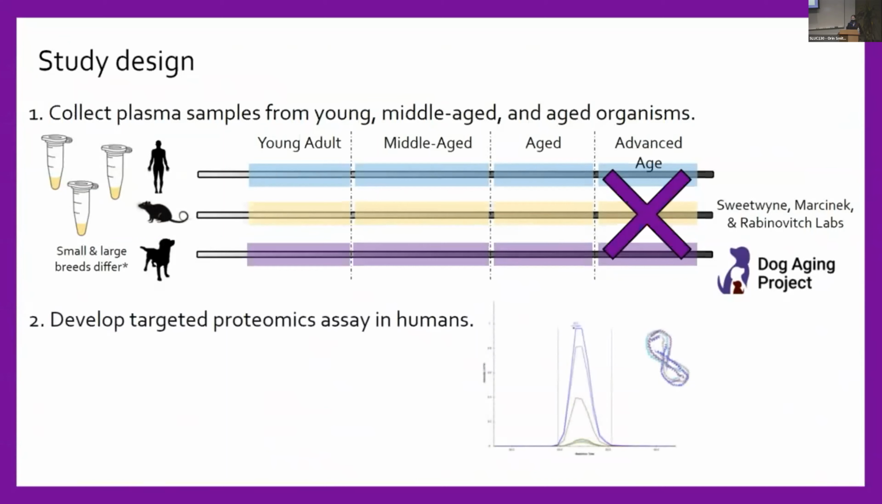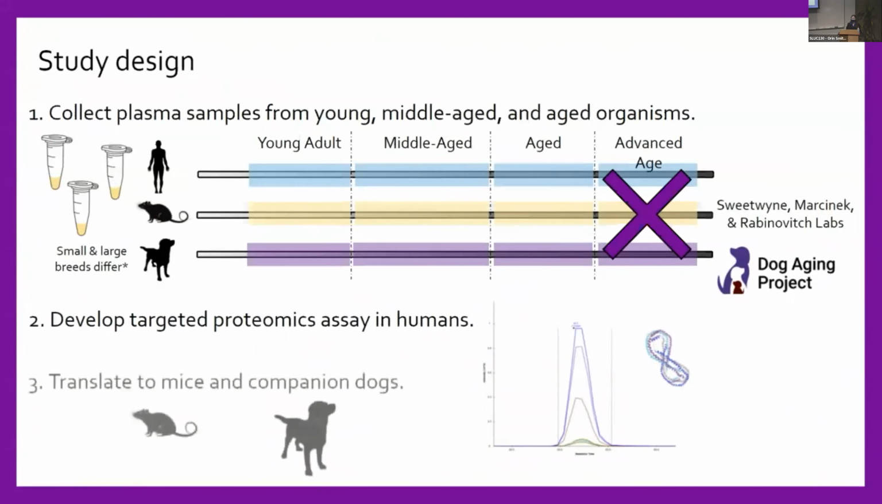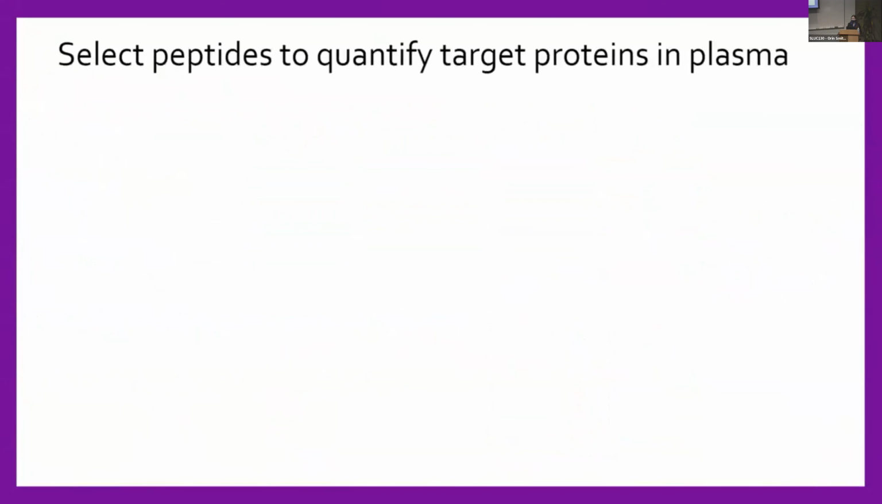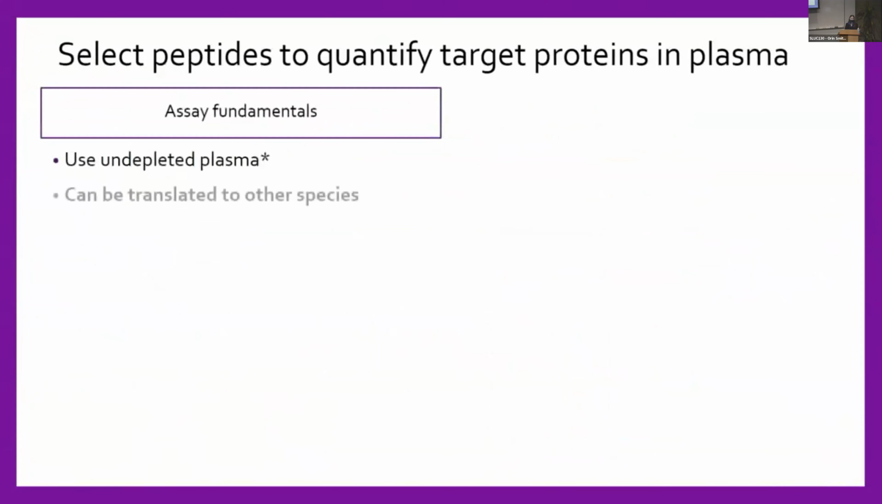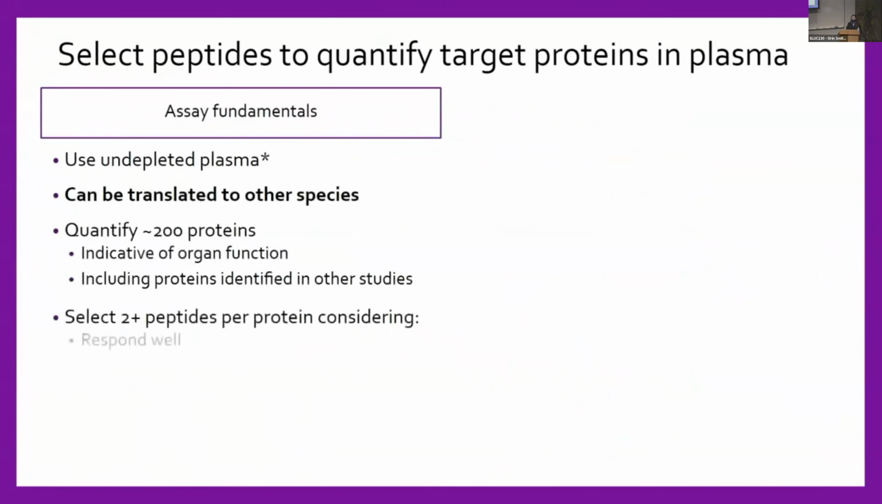So first, we need to develop a targeted assay in humans. And then we can translate using these proteins that we've identified in people into these other species. And in order to do that, there's a couple things we need to keep in mind. So first, the fundamentals of this assay, we need to use undepleted plasma. I will get into more details on exactly what this means on the next slide, but just keep this in the back of your mind. The important thing again being this targeted proteomics assay can actually be translated to other species because we can target specific peptides unique to each species.